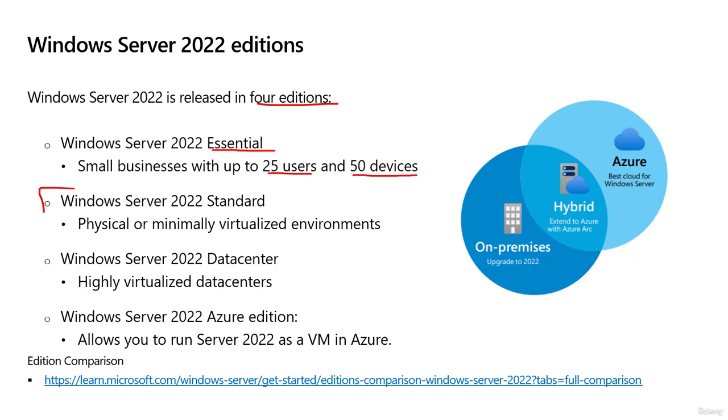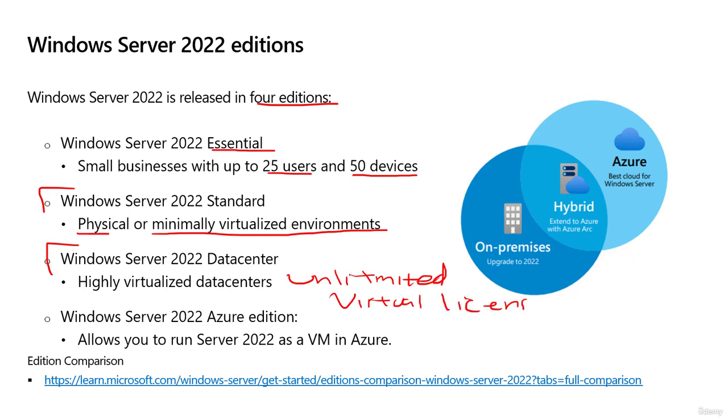Windows Server Standard is for physical deployments and minimally virtualized environments. Windows Server 2022 Data Center is for highly virtualized environments. Now, one of the advantages to this, it includes unlimited virtual licenses. So when I want to run virtual machines, I don't have to go back to Microsoft and specifically buy virtual licenses. The Standard includes 2 virtual licenses.